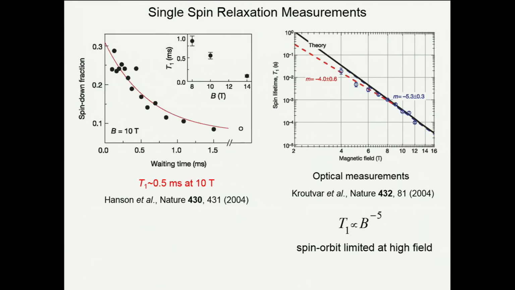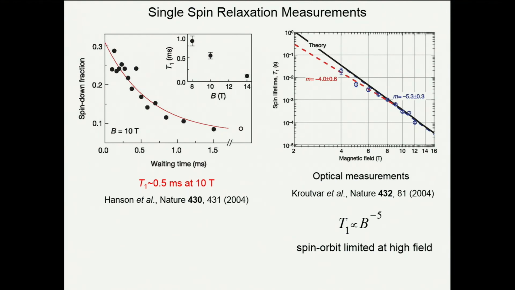And what they found, and this is some of the first data, it was a little rough, but they measured the spin lifetime at 10 Tesla, and they showed about 500 microseconds. That's short compared to a second, but the charge relaxation times in these systems are usually like 1 to 10 nanoseconds. So this is significantly longer than you could have for charge, right? So the spin's long-lived.